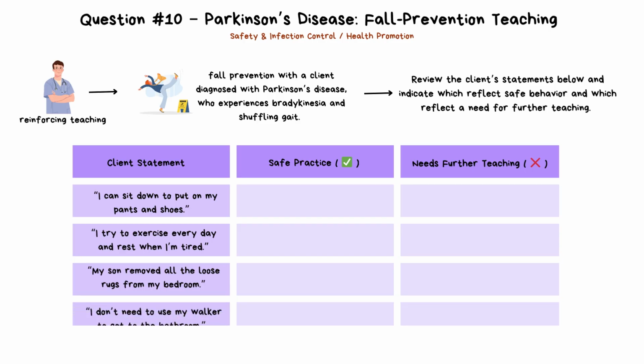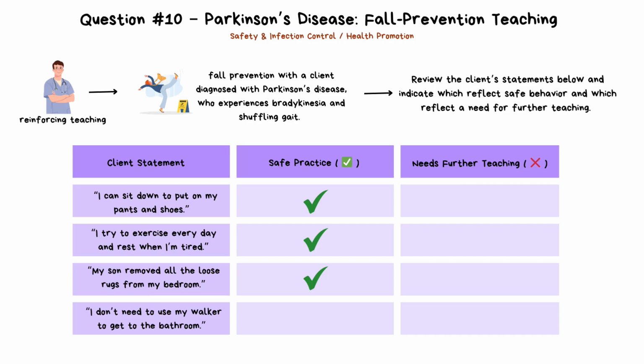Statement 1. I can sit down to put on my pants and shoes. That's safe practice. Sitting to dress prevents loss of balance and supports safety. Statement 2. I try to exercise every day and rest when I'm tired. Also safe practice. Regular exercise helps maintain mobility and reduces rigidity, while rest prevents fatigue. Statement 3. My son removed all the loose rugs from my bedroom. Another safe choice. Removing rugs eliminates trip hazards and is one of the best home safety modifications for Parkinson's clients.